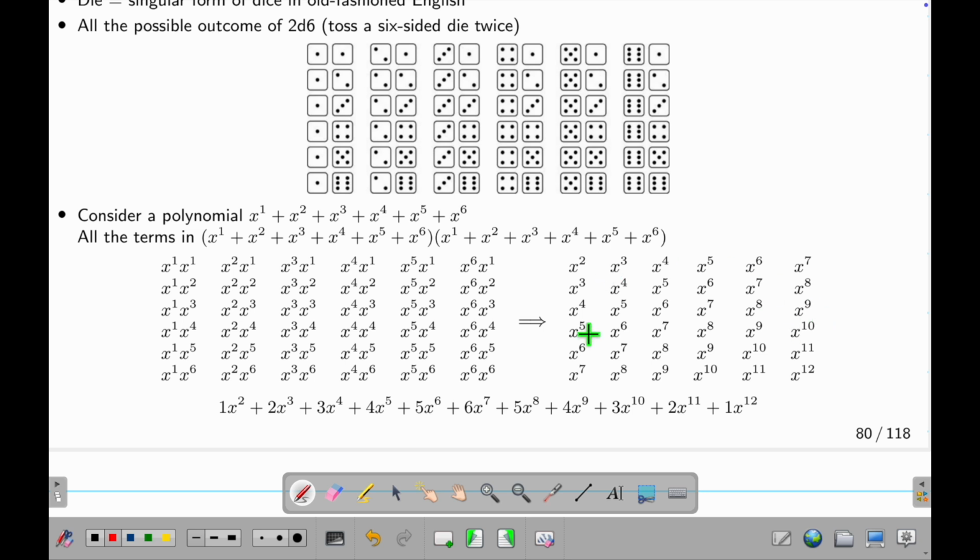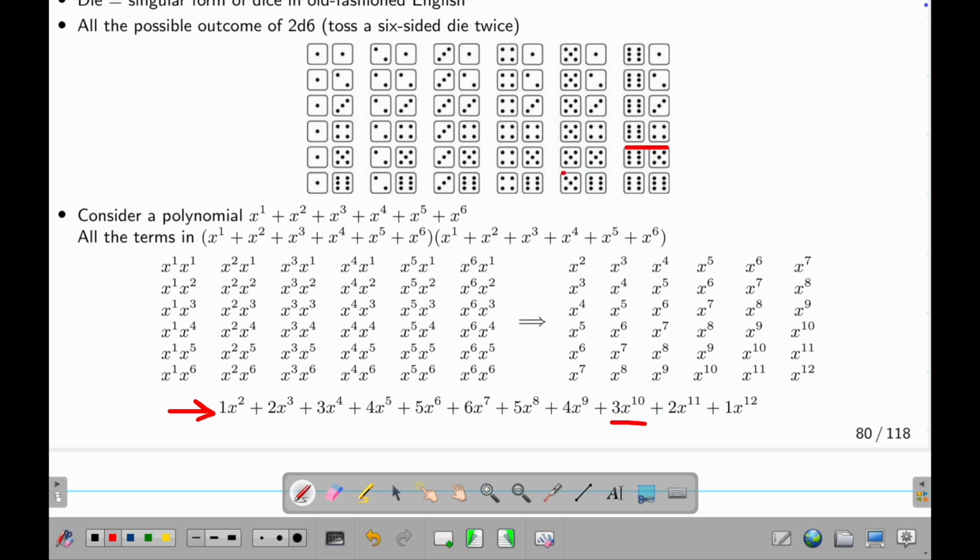Okay, so I get this table. How many x^2 are there? 1. So 1. How many x^3 are there? 2. So 2. How many x^7 are there? 1, 2, 3, 4, 5, 6. 6. So you get this. Now I'm telling you, this 1, 2, 3, 4, 5, 6, 5, 4, 3, 2, 1 has some special meaning. This means how many ways you can toss 2 dice. The sum is 10. You have 3 ways. How?